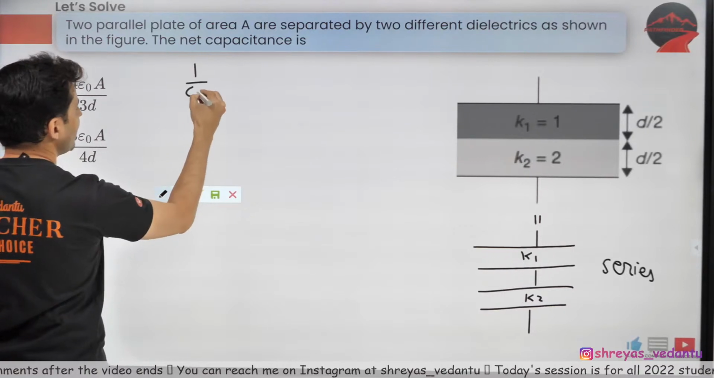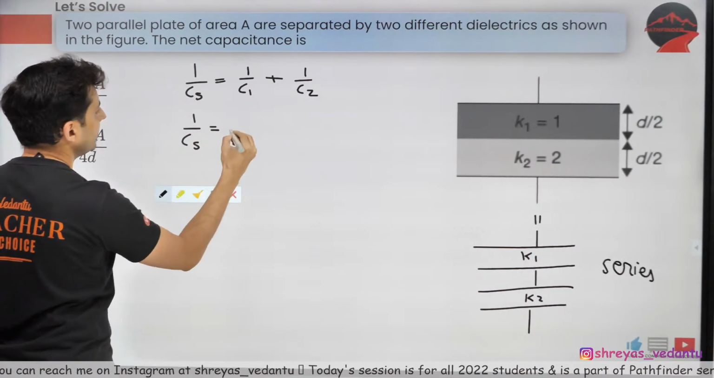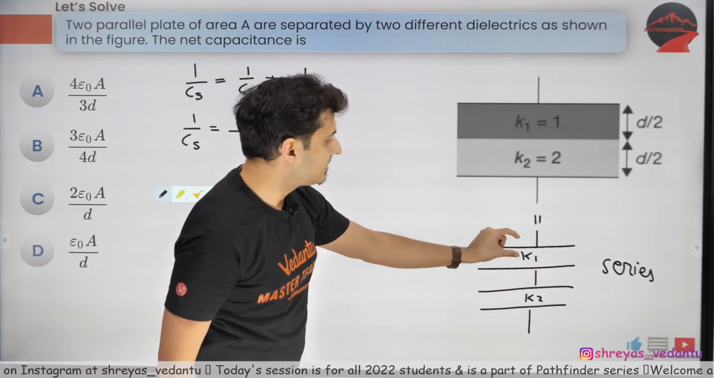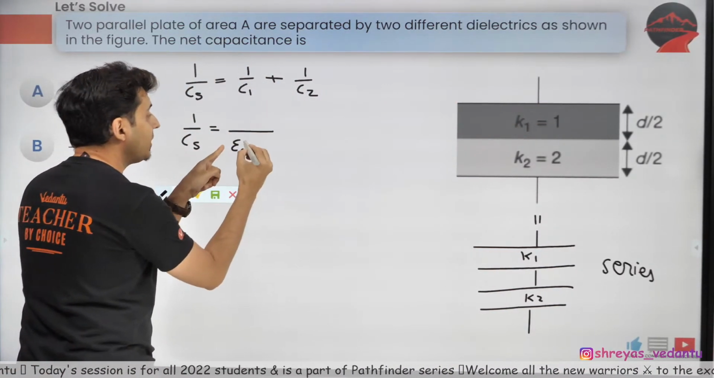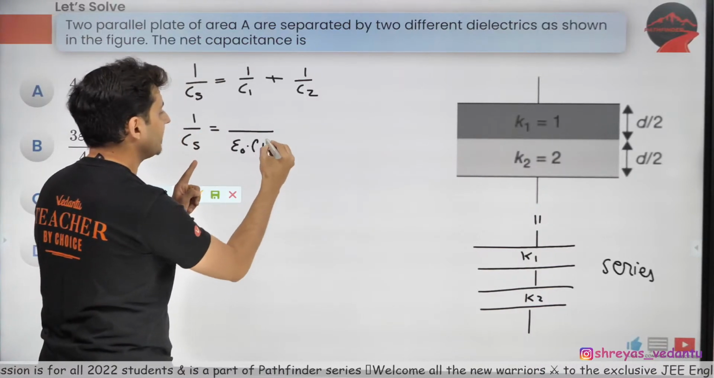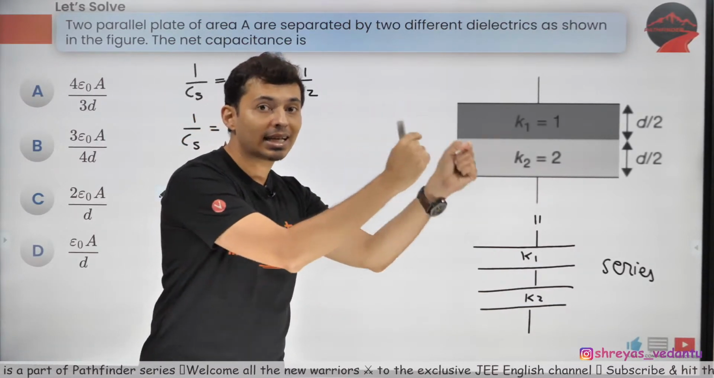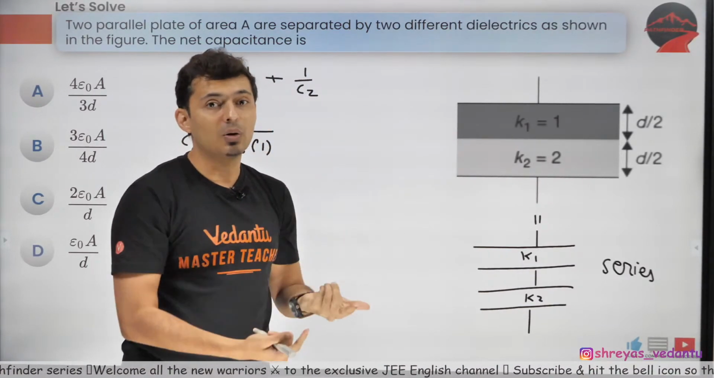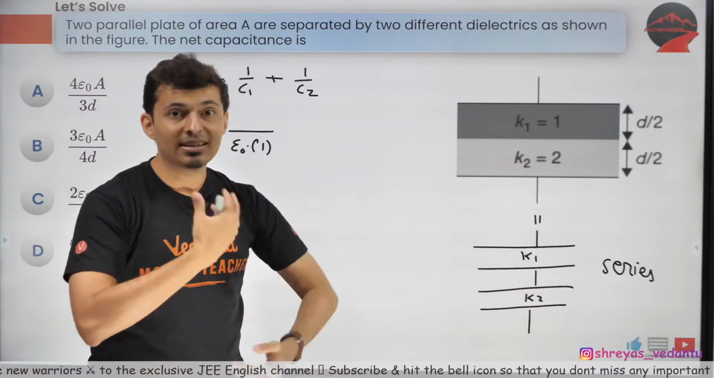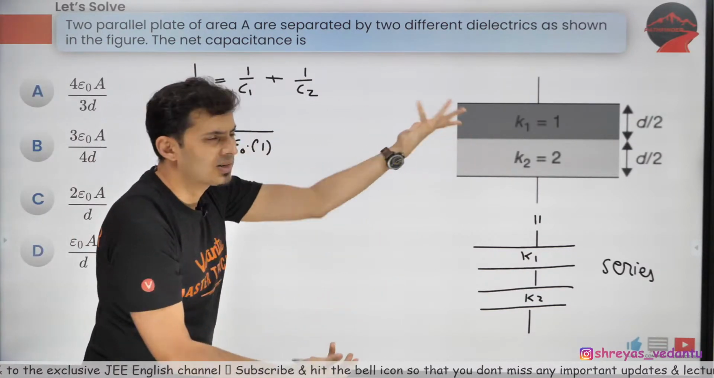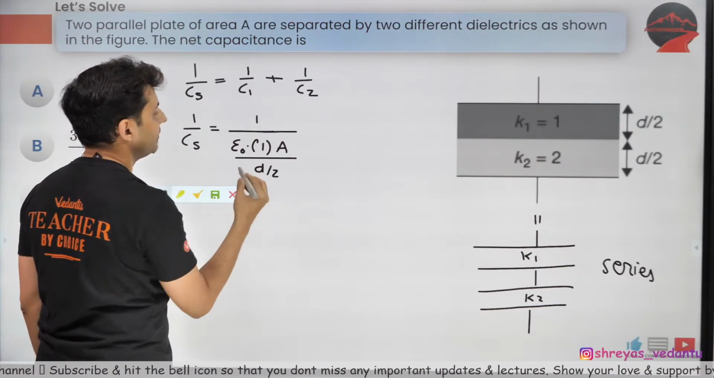For series, 1 by Cs is 1 by C1 plus 1 by C2. So 1 by Cs is equal to 1 by C1, where C1 is the capacitor on the top. Instead of epsilon naught, you will have epsilon naught into K. What is K? K is 1. Be careful. Usually it was epsilon naught A by D, right? Now it will be epsilon naught K A by D. K is the dielectric constant. You have to multiply it K times. What did I tell you? Whenever you add a dielectric, capacitance increases K times. Here it is 1 only, so it increases 1 time. A by D, where D is D by 2. So this is the first part.